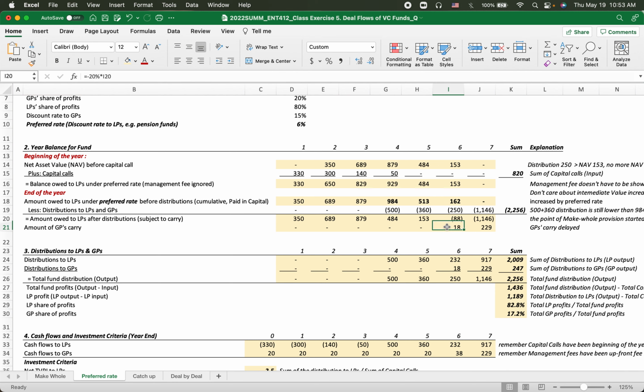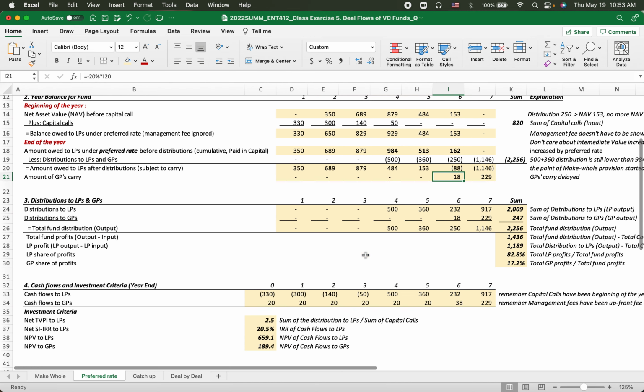So this 18 million, the GP's carry is starting from year 6, okay? And then that makes the changes of the LP's share of the profits and the GP's share of profits 80, not 80, 20%, right? Because the GP's carry, the interest sharing is delayed.